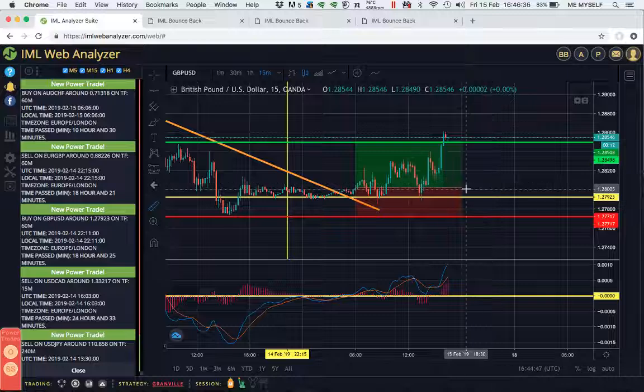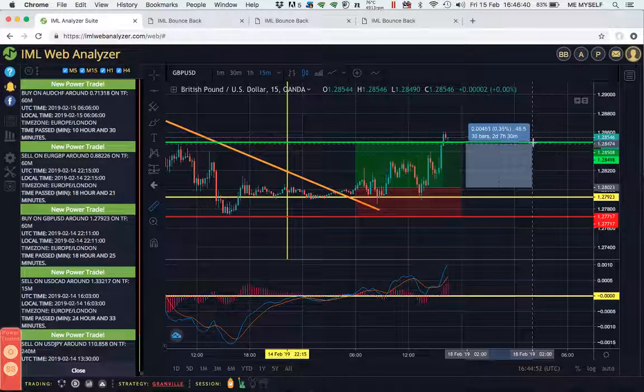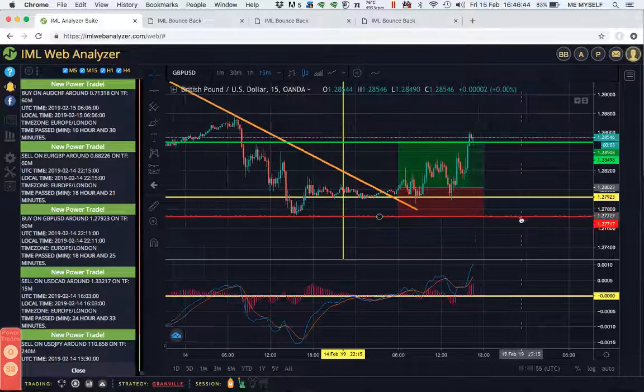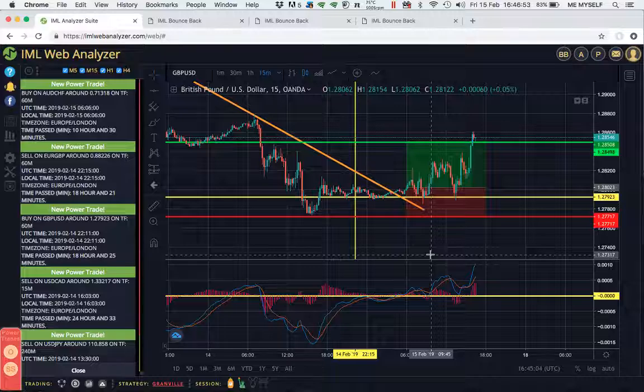All right, it took off where the entry was. You would have made yourself a nice 45 pips, and that's it. Whenever you enter a trade, you have to always accept the possibility of loss.